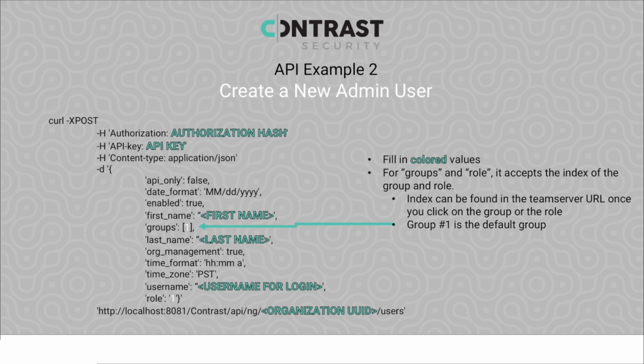Role of 1 is an admin user, which is the goal of this example, so I just specified it as 1. Again, you can find the index if you click on the role, and then in the URL you'll see what the index is. And there's also other API commands where you can get all the roles and all the indices for each role, and you can create a nifty little script that way. And then lastly, we have our endpoint that we're going to hit again. This is also taken directly from the API page.